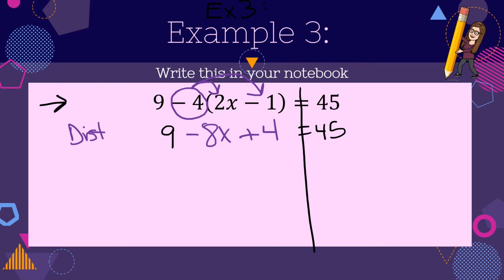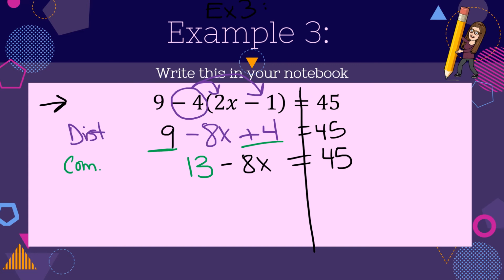The next step says combine like terms. Well, let's see, that left side's kind of long. I see a 9 and a 4. If I combine those positive values, I have a 13. The -8x falls down, the equals falls down, and the 45 falls down. Notice how I drew lines under what I'm combining?